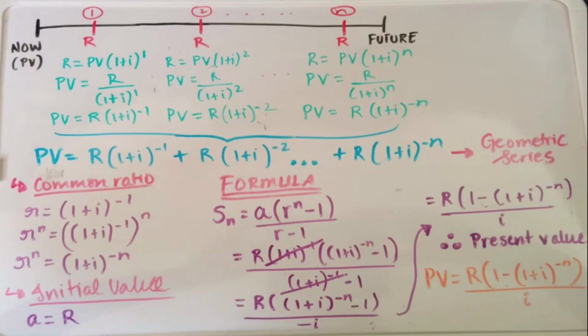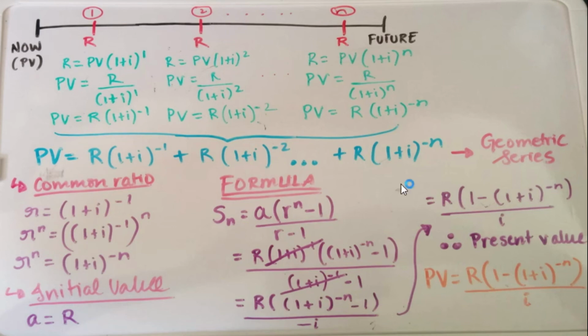To derive this formula, we can use a simple timeline where there are a series of R amount of withdrawals. Using our knowledge from 7.2, we find out that the present value needed for this R amount is this. At compounding period number 2 it is equal to this, and at compounding period number n it equals this. Now we want to find the present value that will account for all of these withdrawals, so we need to add this plus this plus this.